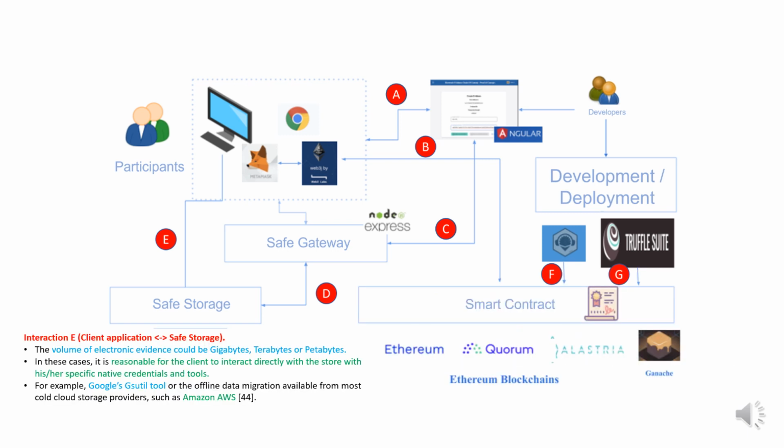For interaction E between the client application and safe storage, so the volume of electronic evidence could be in gigabytes or terabytes, petabytes. So in these cases, it is reasonable for the client to interact directly with the store with his or her specific native credentials and tools. For example, Google's tool or the offline data migration available from most cloud storage providers such as Amazon, AWS.